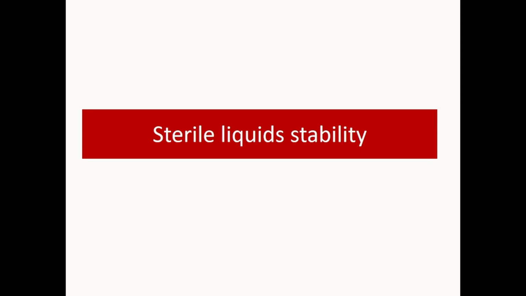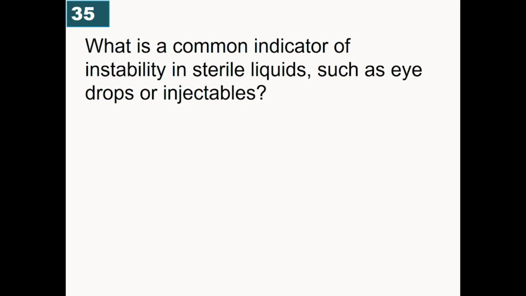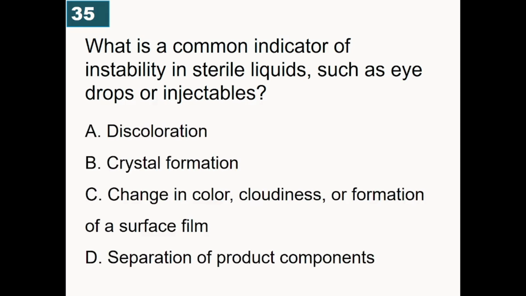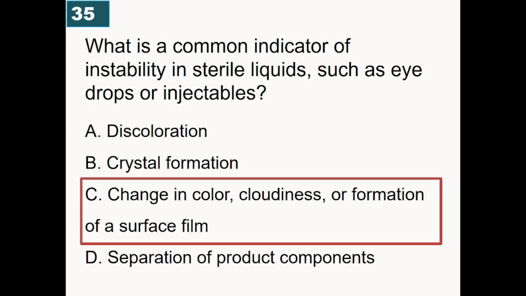Next, sterile liquid stabilities. What is the common indicator of instability in sterile liquids such as eye drops or injectables? The correct answer is change in color, cloudiness, and formation of surface film. That's a sign of instability in the sterile liquids.